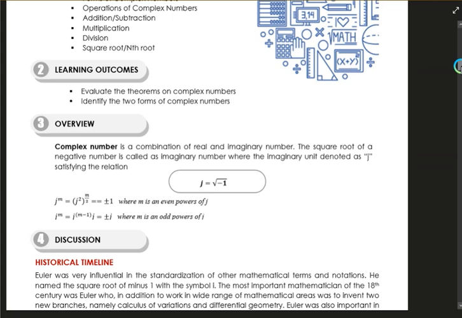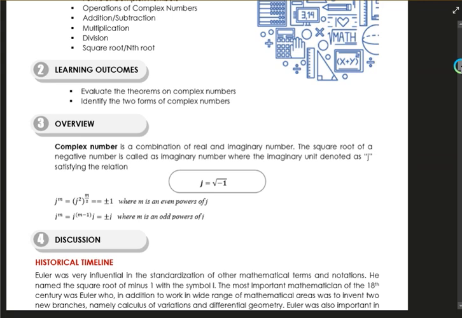Okay, let's start. Complex numbers problem, you have probably already heard about what complex numbers are. A complex number is a combination of a real and imaginary number. The square root of a negative number is called an imaginary number, where the imaginary unit is denoted as J. Usually we use I, but for advanced engineering mathematics, we will be using the letter J to represent an imaginary number. The imaginary unit denoted as J satisfies the relation square root of -1.